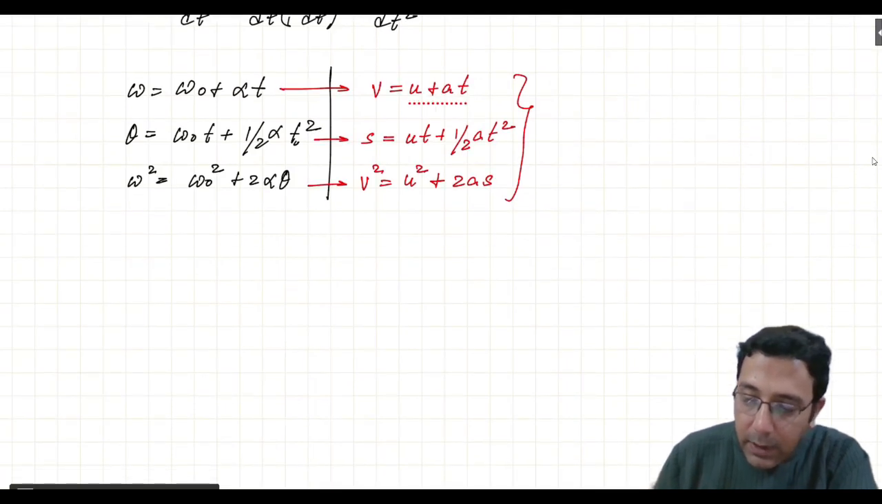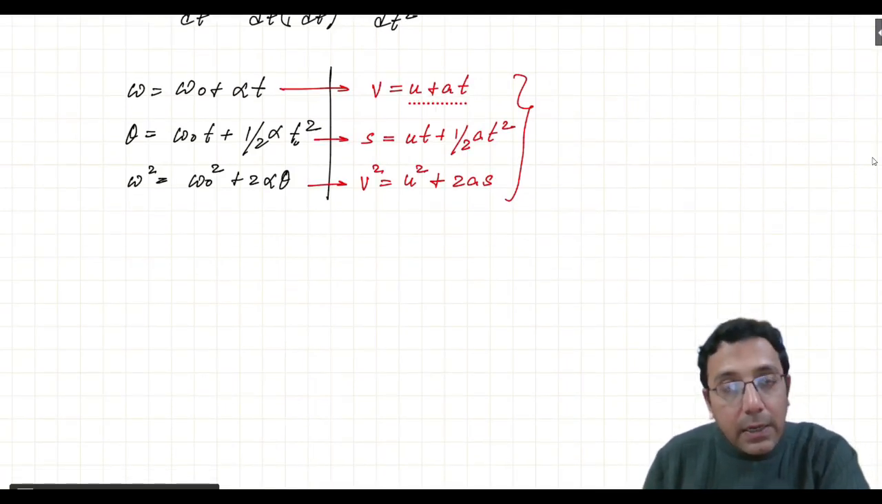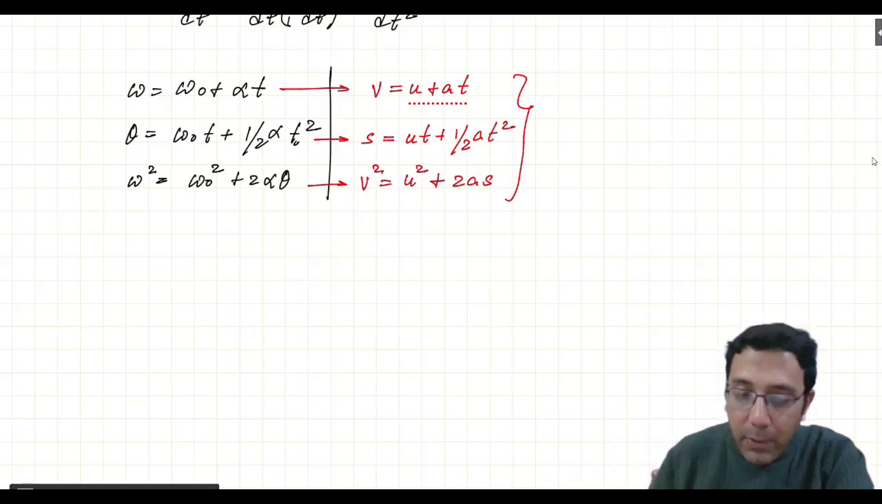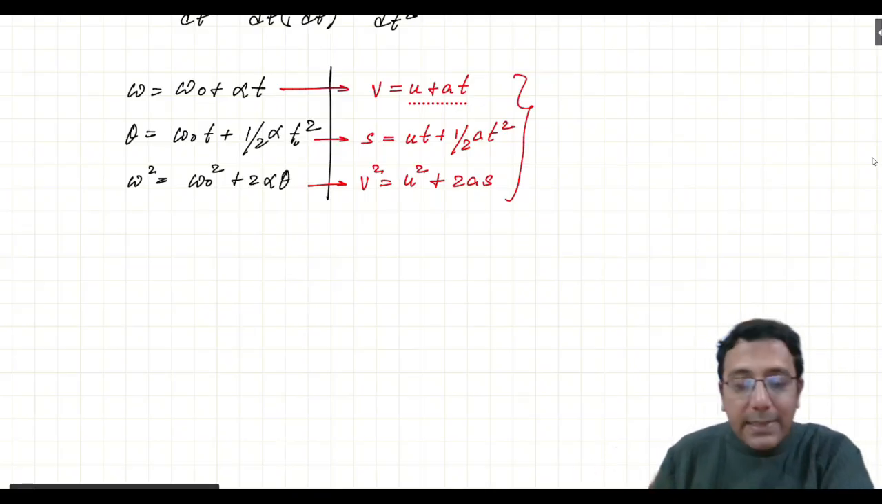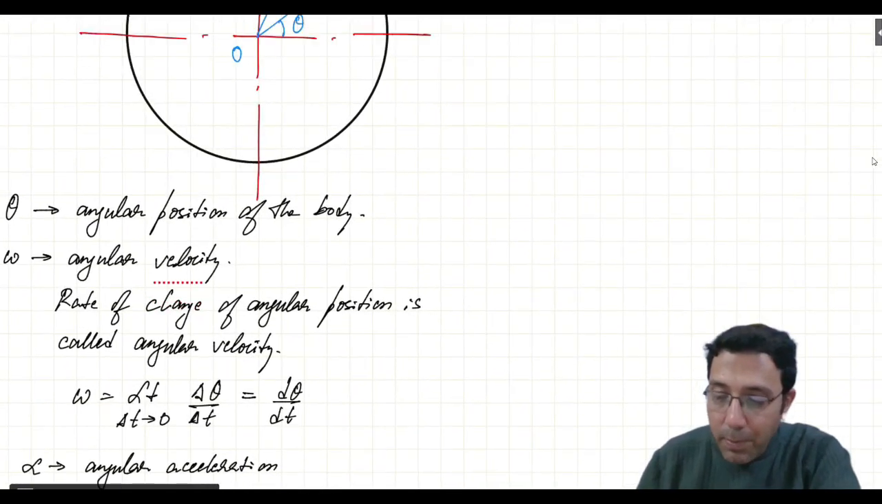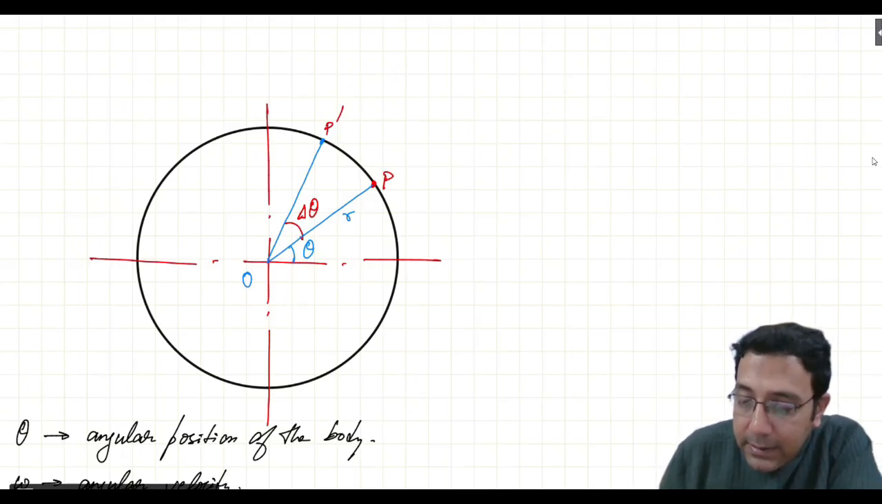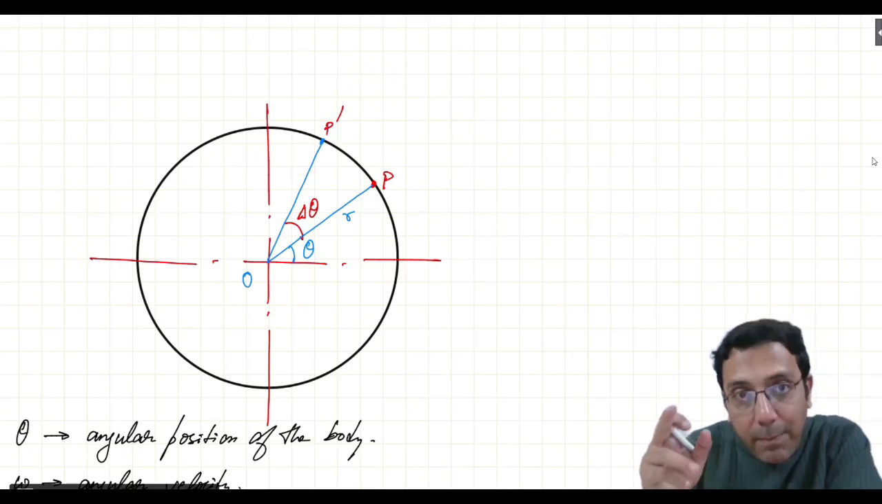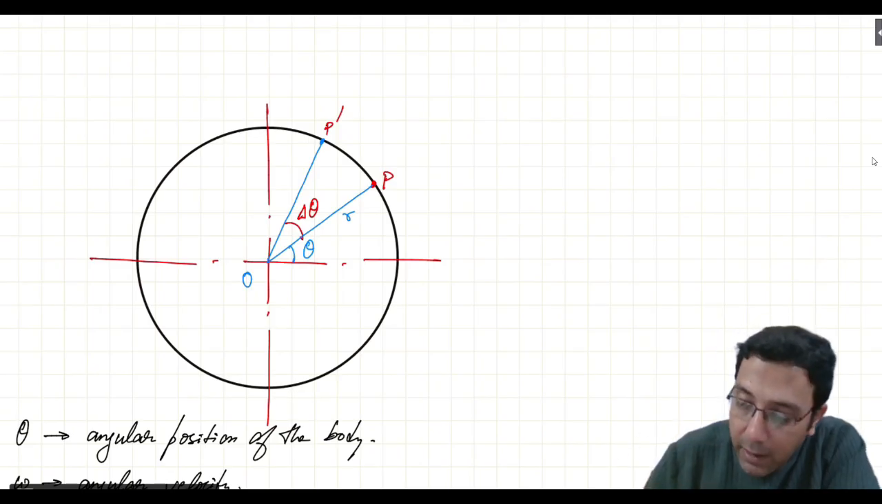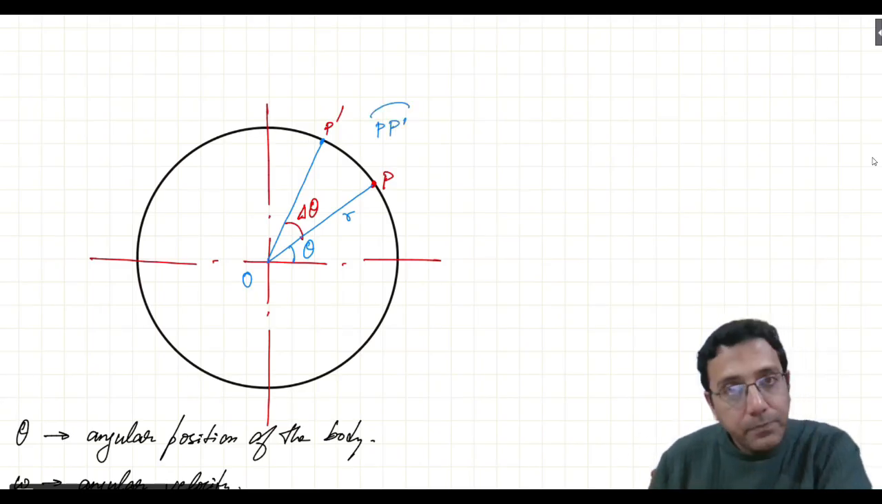Now I'll find out the tangential and centripetal components of acceleration. Let me go back to the figure. Here you are seeing that when the body has traveled from P to P dash, it has traveled an arc. What was the arc length? P dash arc.